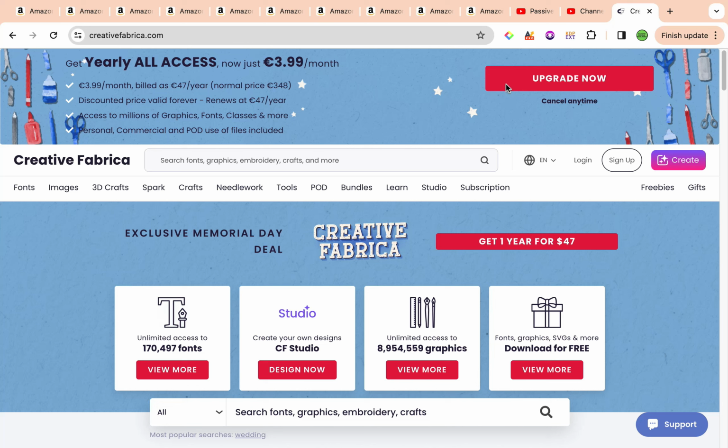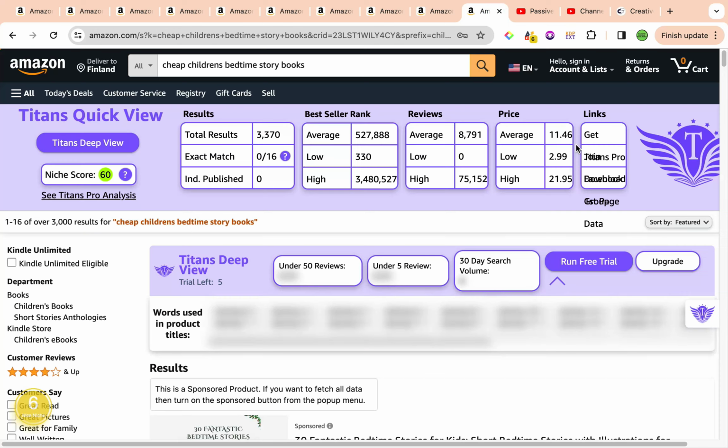So let's get started with our first keyword for the day. Our first keyword for the day is cheap children's bedtime storybooks. Now, this keyword has beautiful potential. It is ideally to be used for the 7 keyword slots for anything related to children's storybooks. So if you currently have in your KDP portfolio any children's storybooks that you have published live, go ahead and update the 7 keyword slots and include this keyword as part of the 7 keyword slots to allow your book to rank for this keyword.